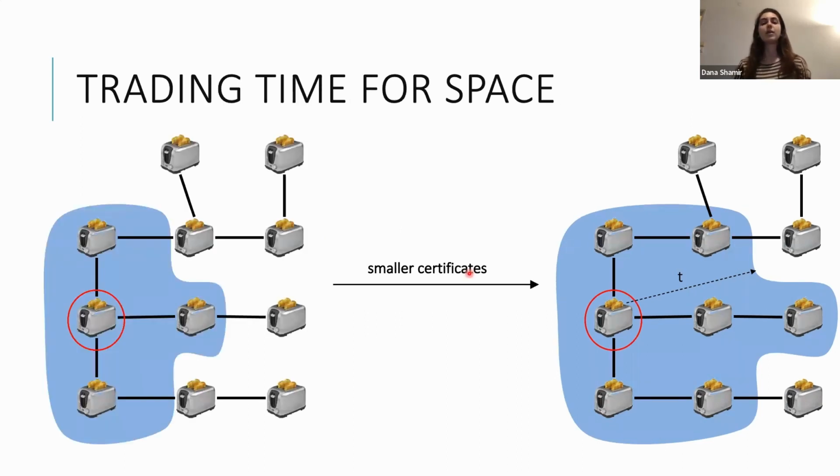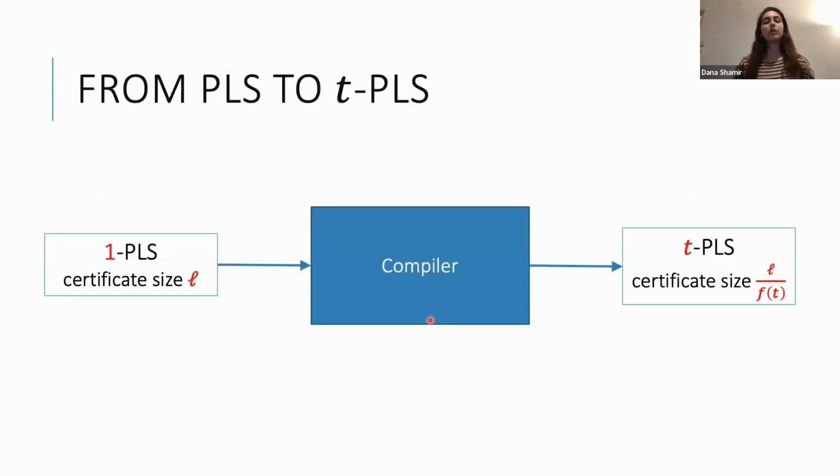A question that was introduced by Ostrovsky et al. and further investigated by Feuilloley et al. is whether you can trade time for space. Meaning, if I take a TPLS instead of a 1PLS, the original PLS, can I make the certificate size smaller? So we want to define a compiler, or a transformer, whose input is some 1PLS that has certificate size L. And this compiler will transform this 1PLS into a TPLS on the same predicate that has smaller certificate size, L over some function of T.